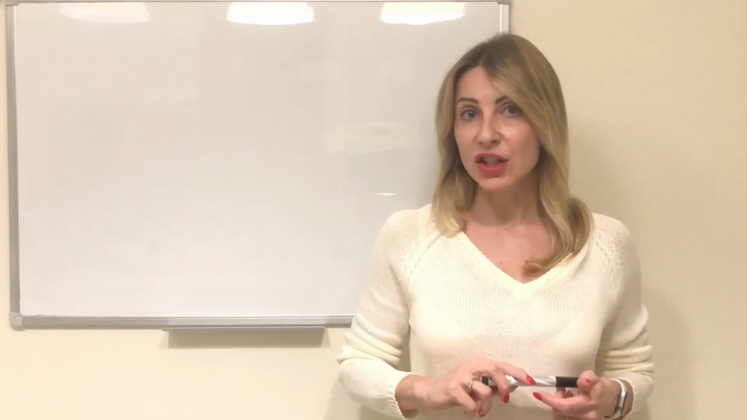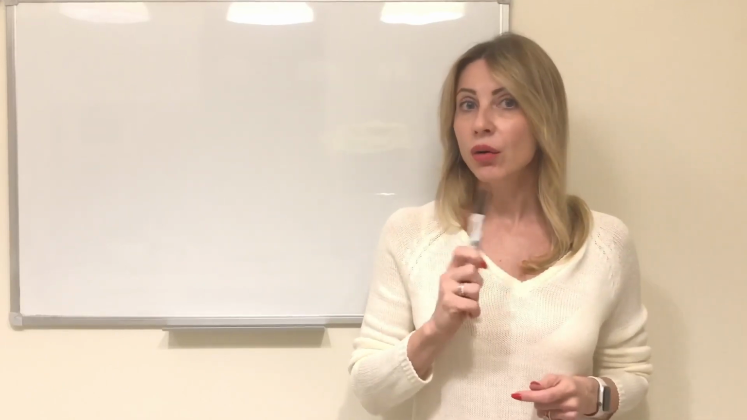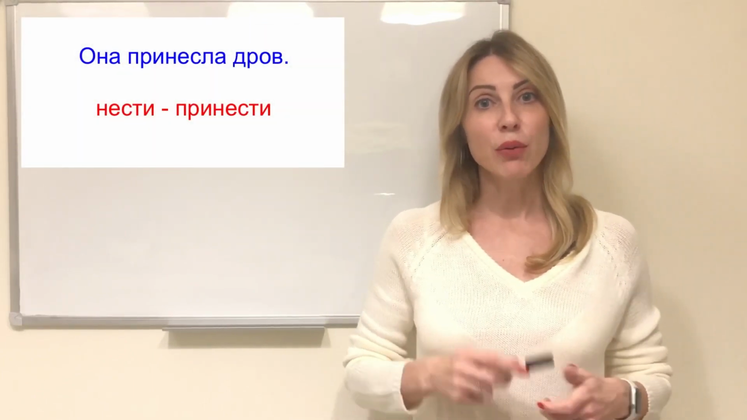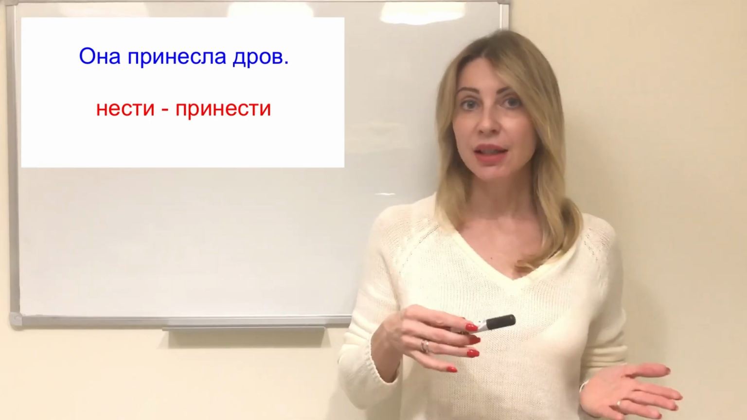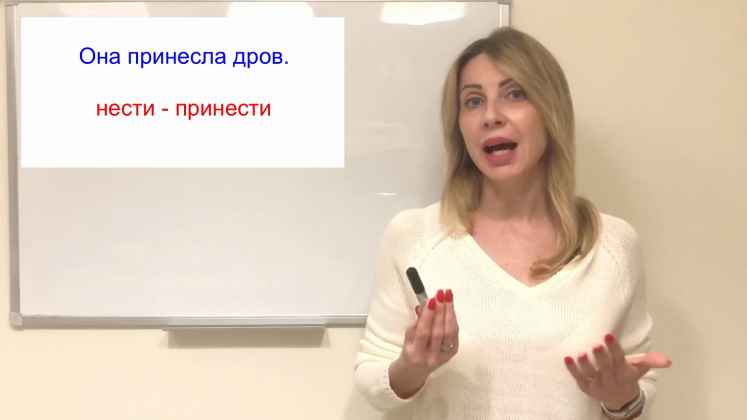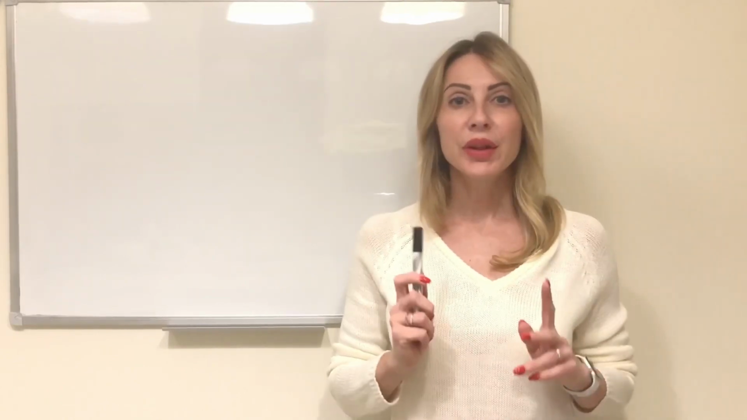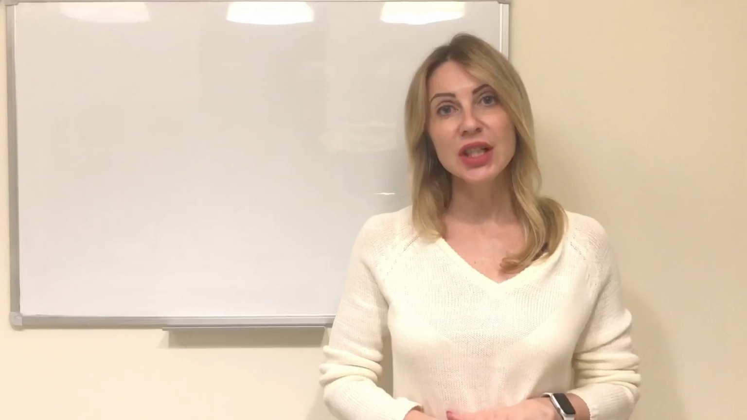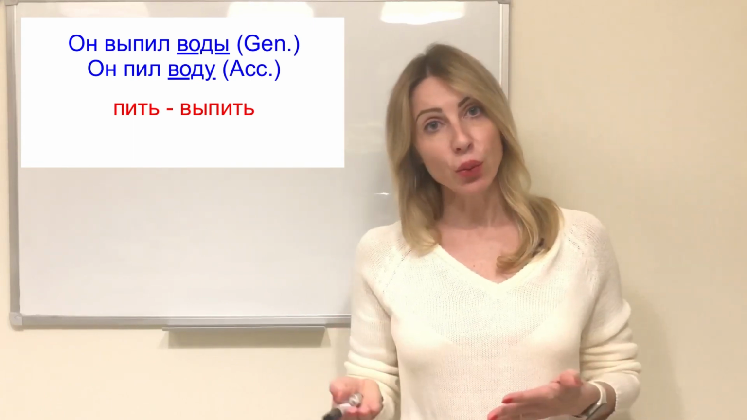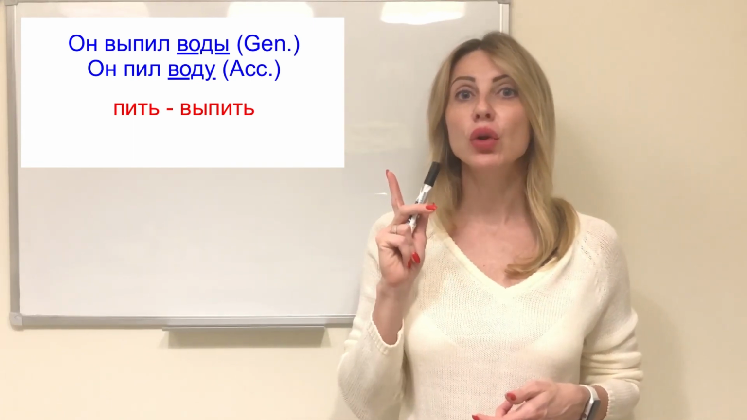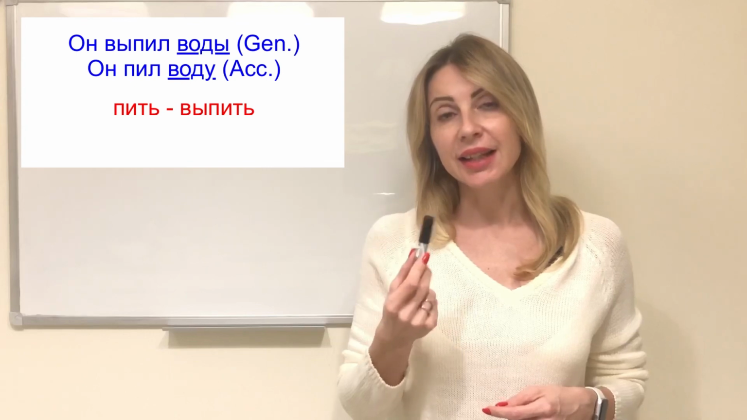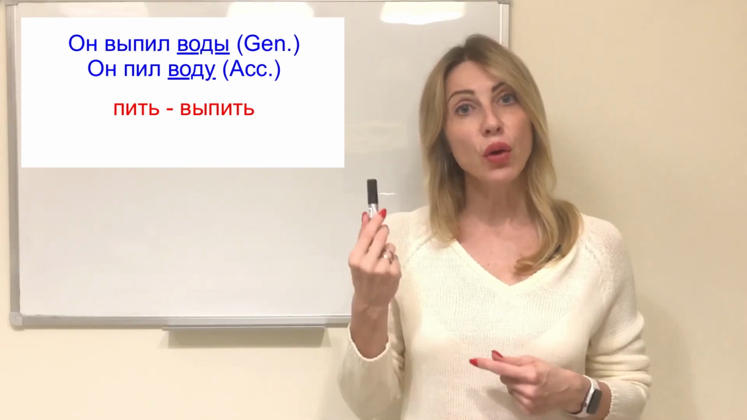Most partitive constructions involve perfective verbs only. Она принесла дров. She brought some firewood. The verb нести, принести. Принести is the perfective form of this verb. With many imperfectives, the partitive genitive case is never used. Let's see. Он выпил воды. He drank some water. But он пил воду. He was drinking some water. In the first sentence, воды, ending «и». In the second sentence, воду, ending «у».